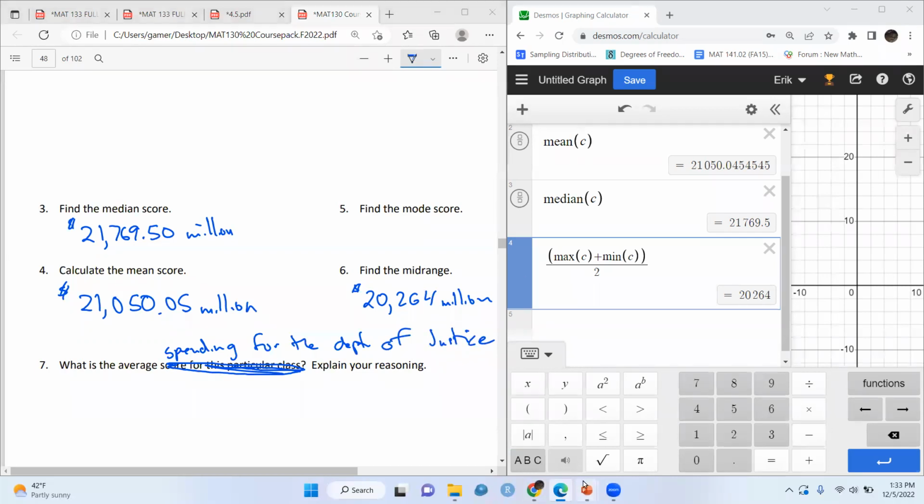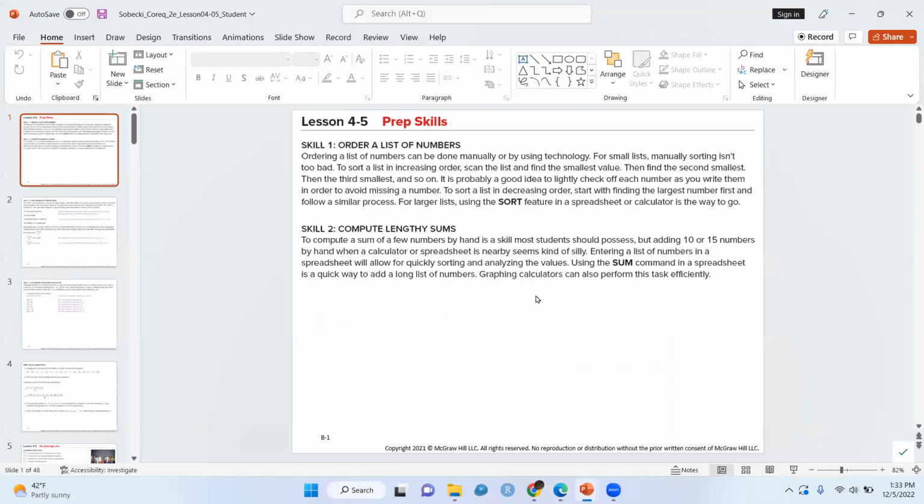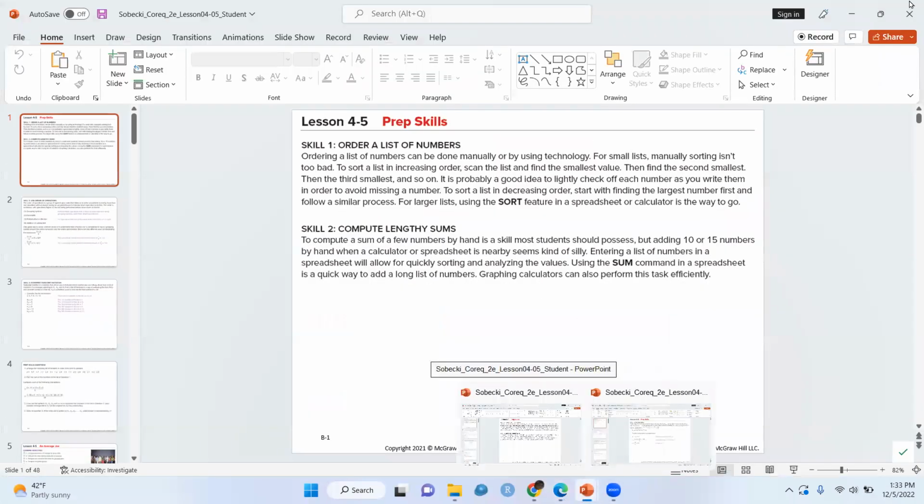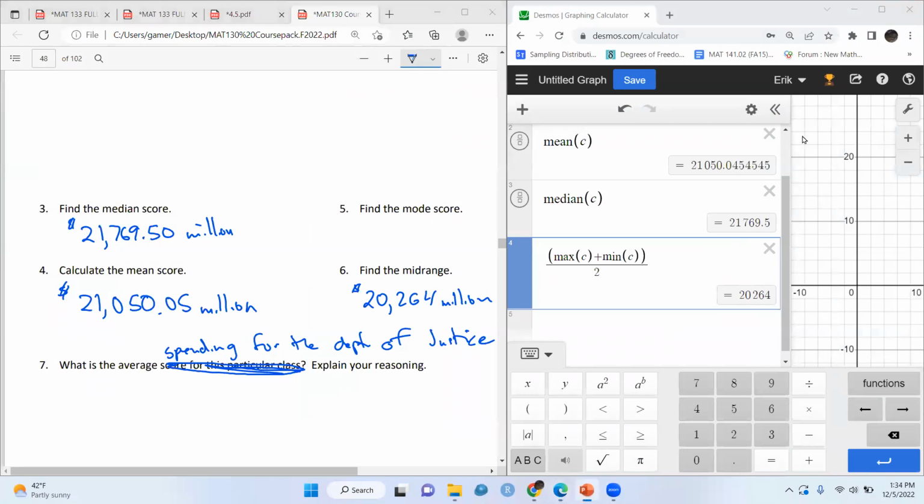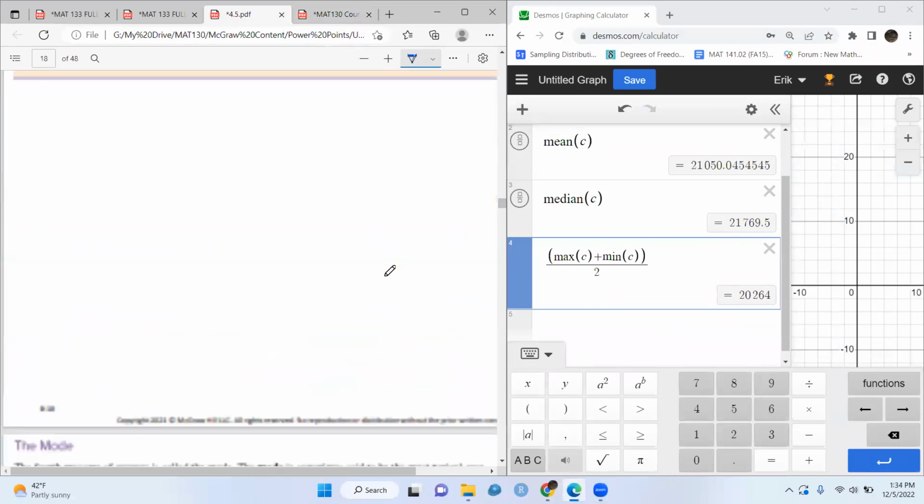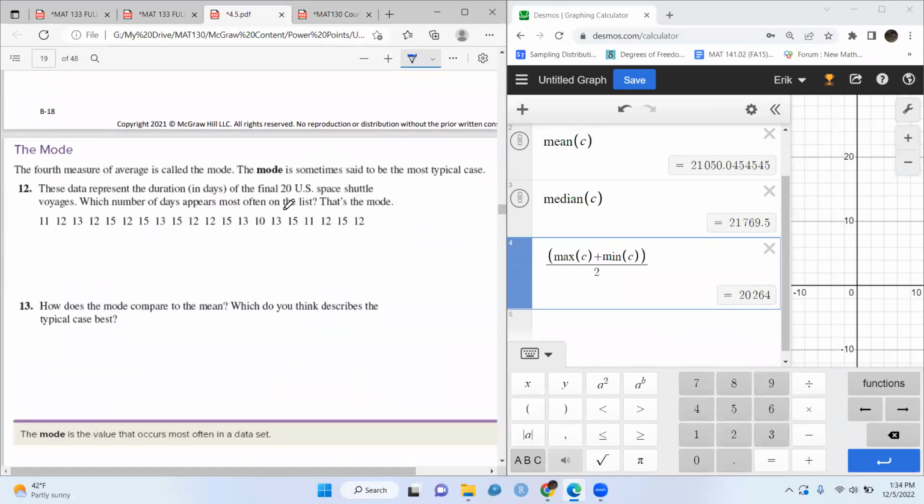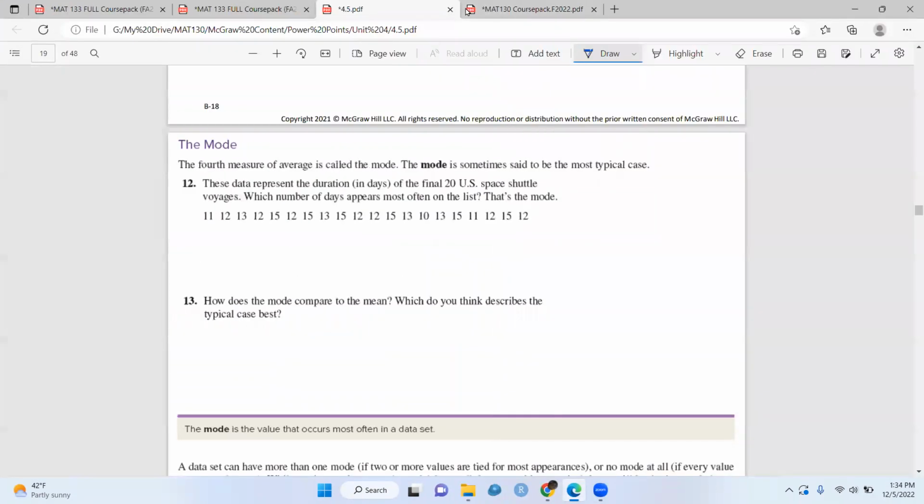Okay, so jumping back to our lesson here, I don't need this open. So the last measurement is mode, and it's just the number that is most repeated. And it is also a measurement of average. And you just look at the numbers and figure out which number occurs most often.